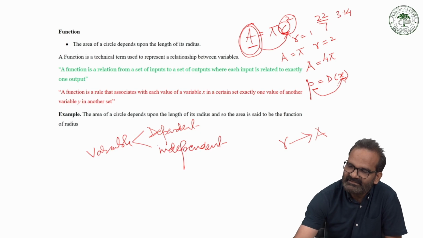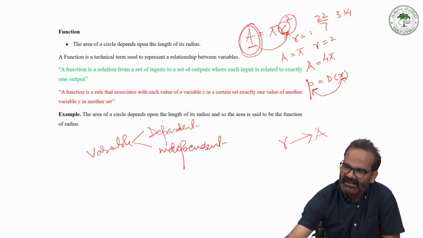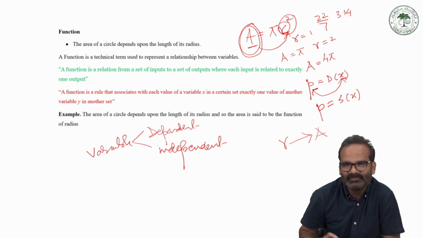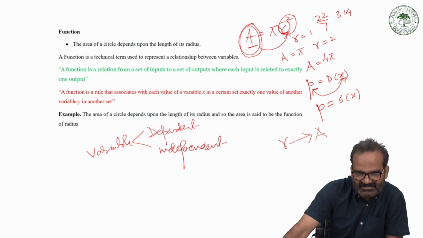Likewise here, P equals D(x). The price of a commodity is directly dependent on the quantity demanded in the market, right? So X is the quantity demanded in the market. It's an independent variable, but P depends on X. That is why we say P is a function of the quantity demanded, that is X. Likewise, P is also a function of S(x). S(x) is what? P is the price and S is the quantity supplied in the market.